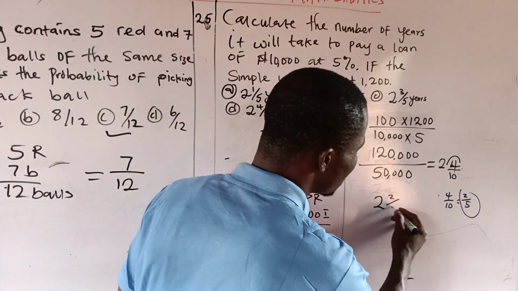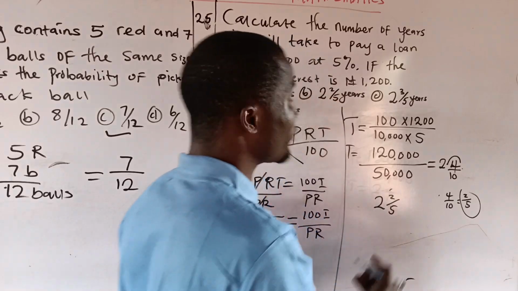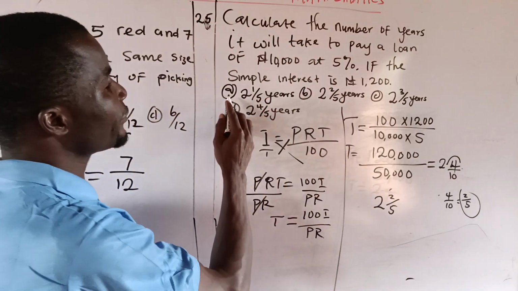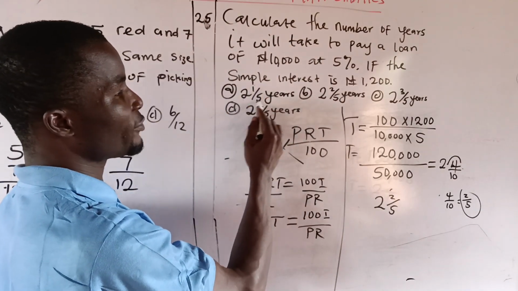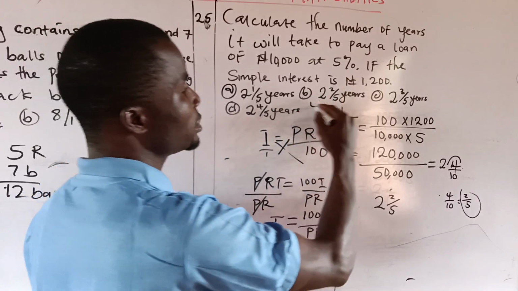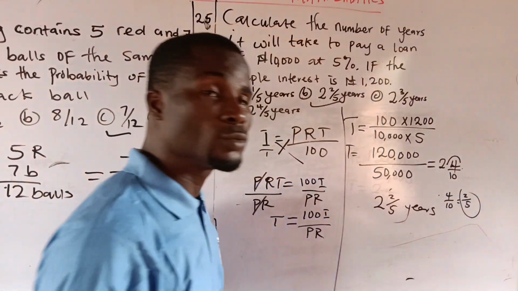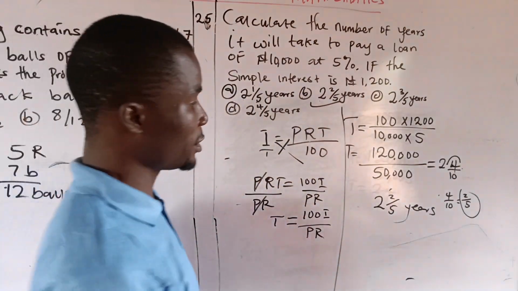So now let's add it to this place. So our answer is 2 whole number 2 over 5. Now let's check here. The first one is 2 whole number 1 over 5 years. The second one is 2 whole number 2 over 5 years. So the answer is 2 whole number 2 over 5 years.